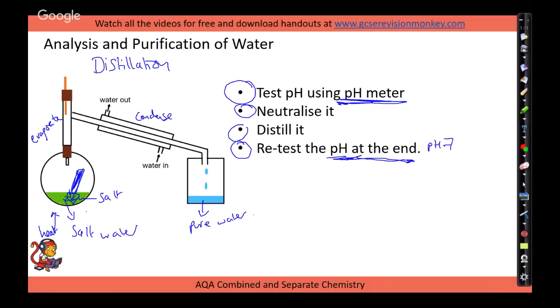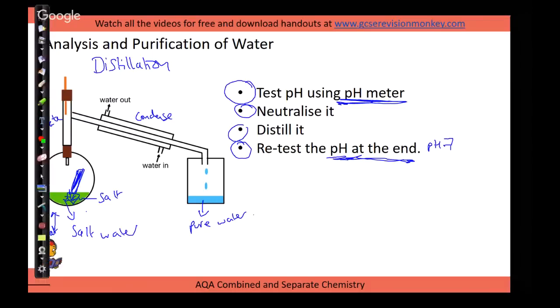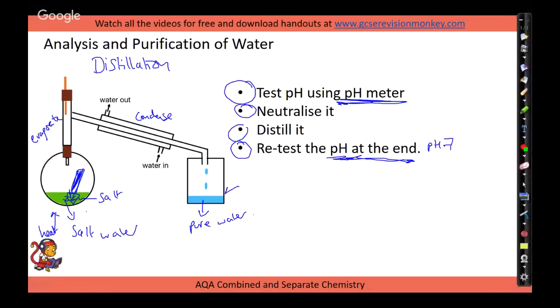If you are doing combined science, what you need to say is that you check at the end to make sure there are no salt crystals. Make sure there are no salt crystals. That means you know that it's a pure water that you've got at the end, which will then be suitable for you to drink because you can't drink salty water.